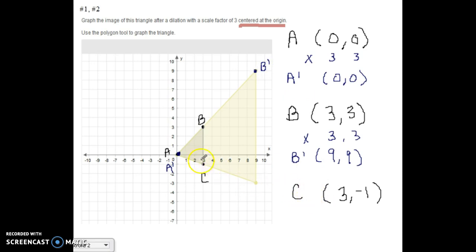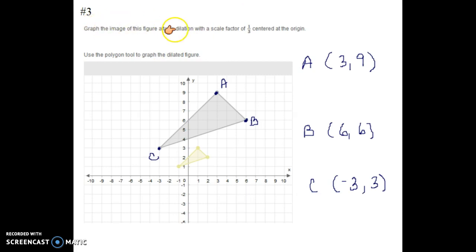And then if I take a look at C, it's at point 3, negative 1. So I'm going to multiply x and y coordinates by the scale factor of 3. So my C prime is going to be at point 9, negative 3. So if I go over to 9 and down 3, now I've got my point for C prime. So that gives you all the points. Very important though, as long as the center of dilation is at the origin, you can just multiply by the scale factor. So that'll help you with 1 and 2.